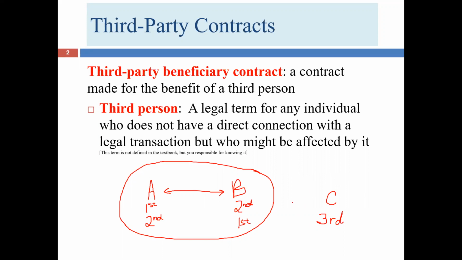So really, most of the time when we talk about third parties, we're really talking about somebody like Carl, somebody who didn't sign on the dotted line, who doesn't have any contractual obligations under the contract, but still is pretty darn interested in that contract for whatever reason. There can be lots of different reasons. We'll go through many of them, but probably not all of them.